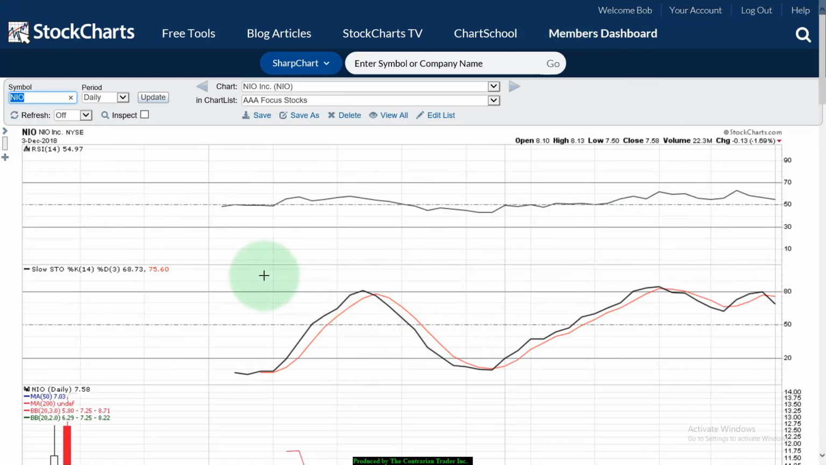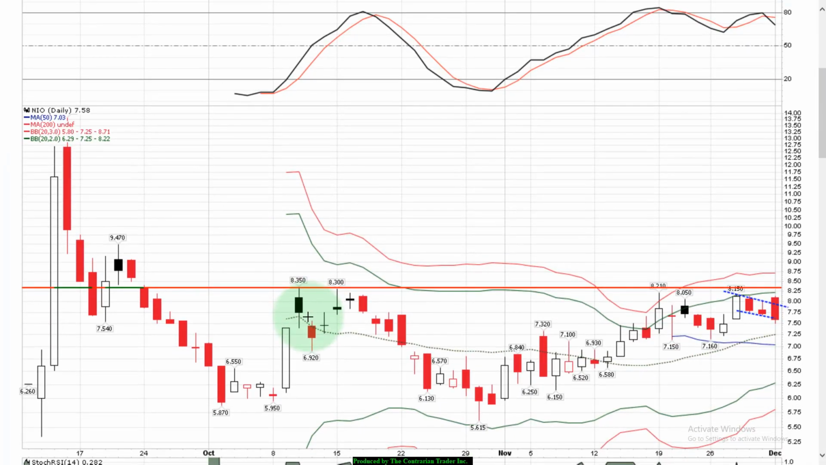NIO, I spoke about this one on Swing Trading Today on Monday morning. I'll link to it at the end of this video. I discussed the pattern that was setting up here, and that was a bull flag setup. I also mentioned that Friday was a bearish reversal day, which was not good. And on Monday, we attempted to break out of this bull flag setup. It failed. It reversed, and it closed down below the lower band of support.